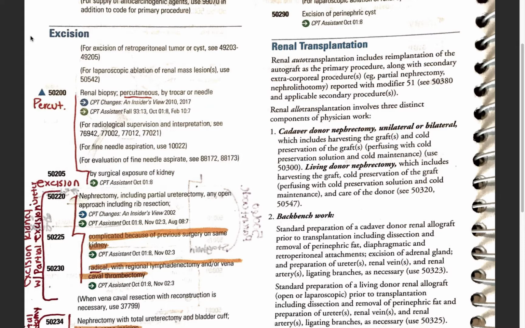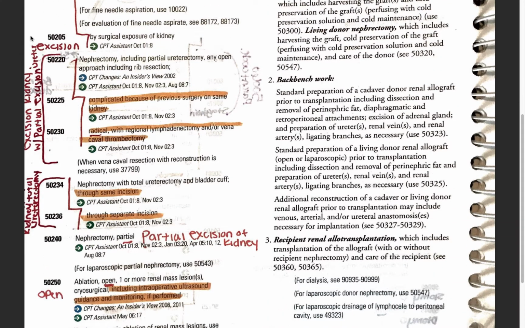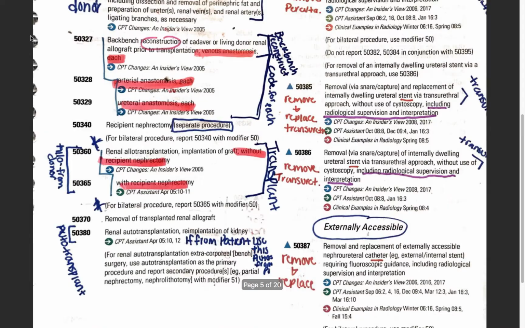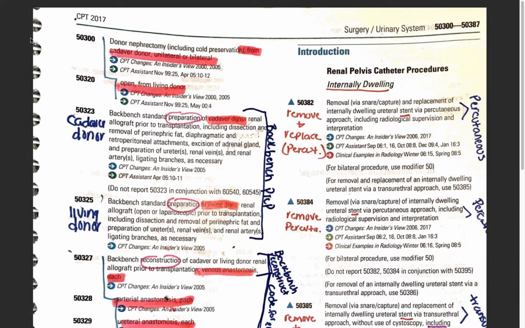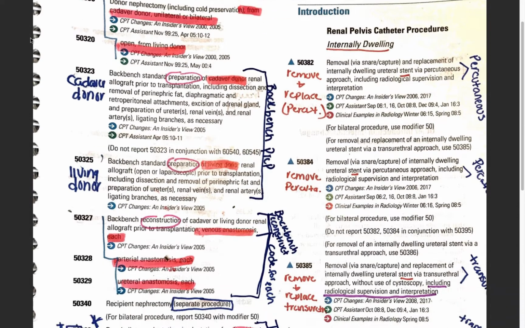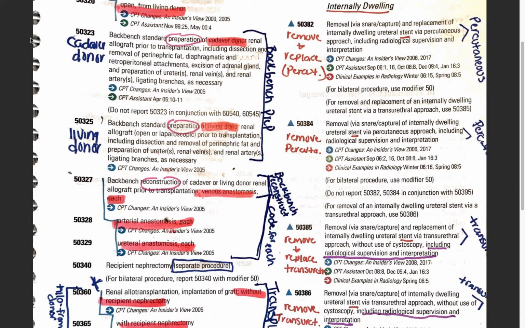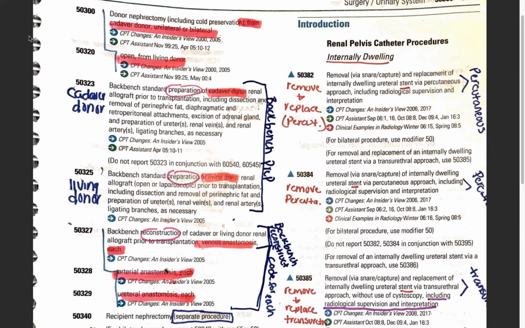This is the renal transplantation section. You should read over the guidelines for the cadaver donor nephrectomy, unilateral or bilateral, backbench work, and recipient renal allotransplantation. Let's look at the codes. Although sloppy, I have it bracketed, with the backbench work in a bracket and the transplant work in a bracket. As you can see, for the backbench work there are two categories, one for preparation and one for reconstruction. They are either preparing the allograft or reconstructing the allograft.